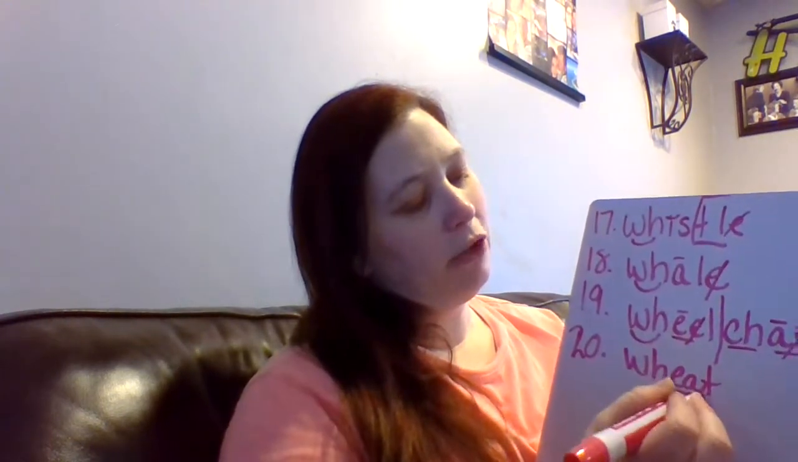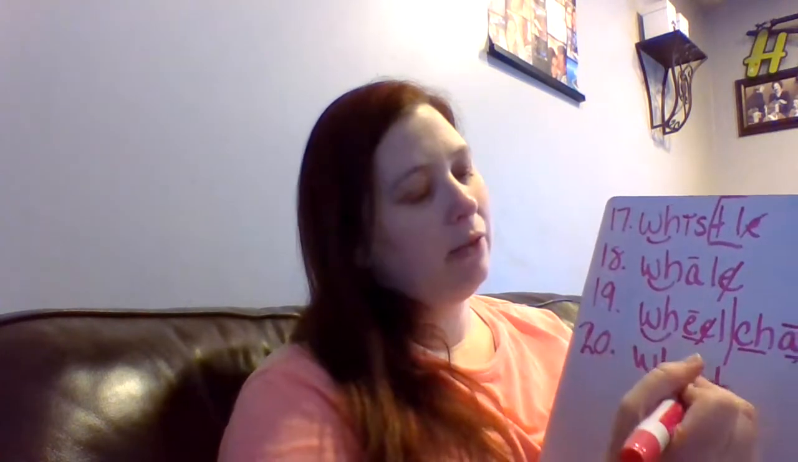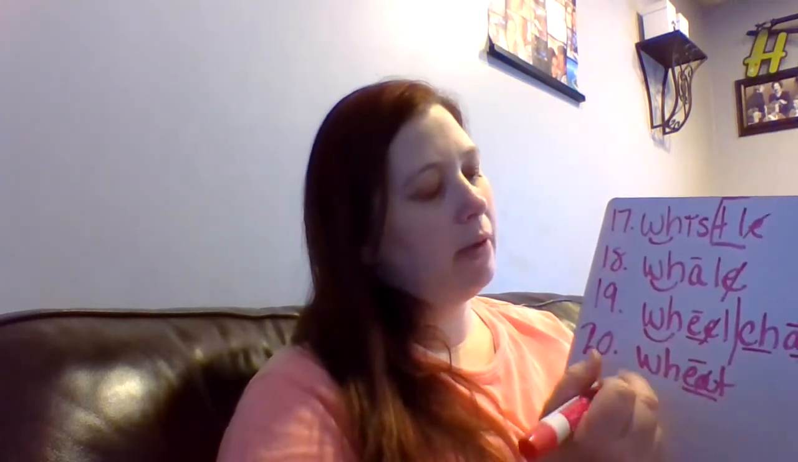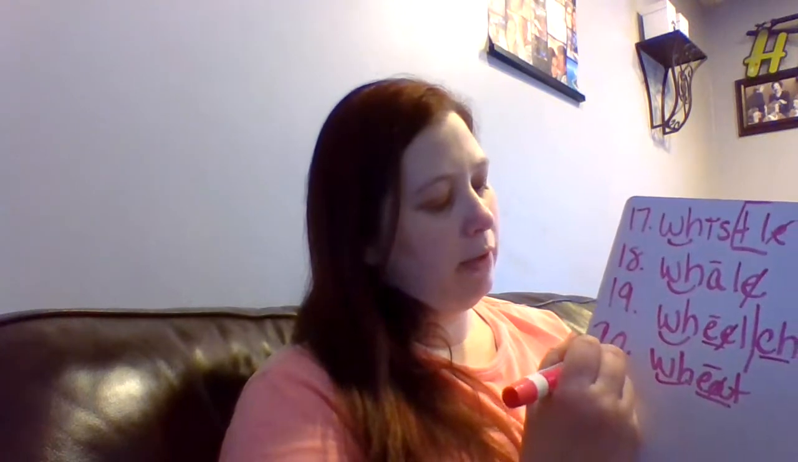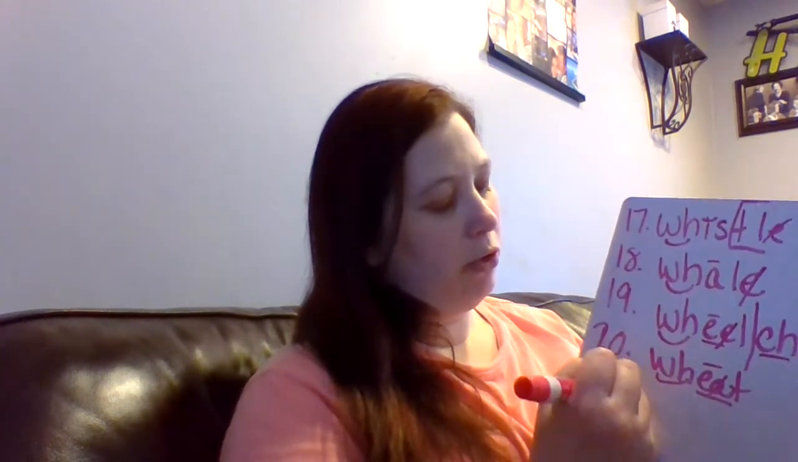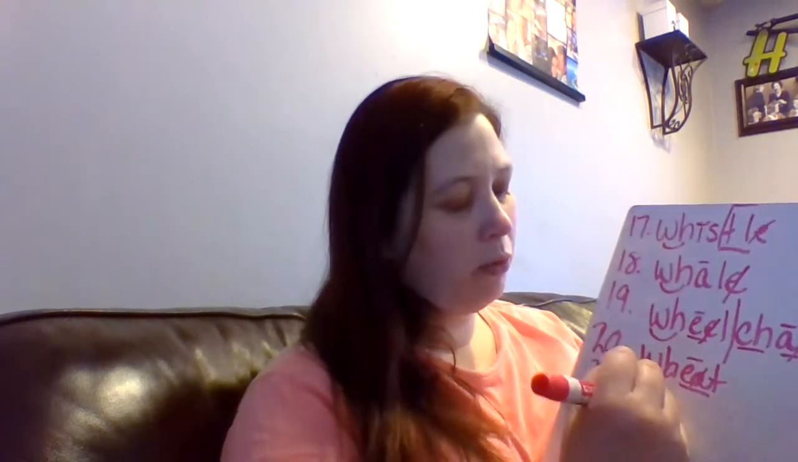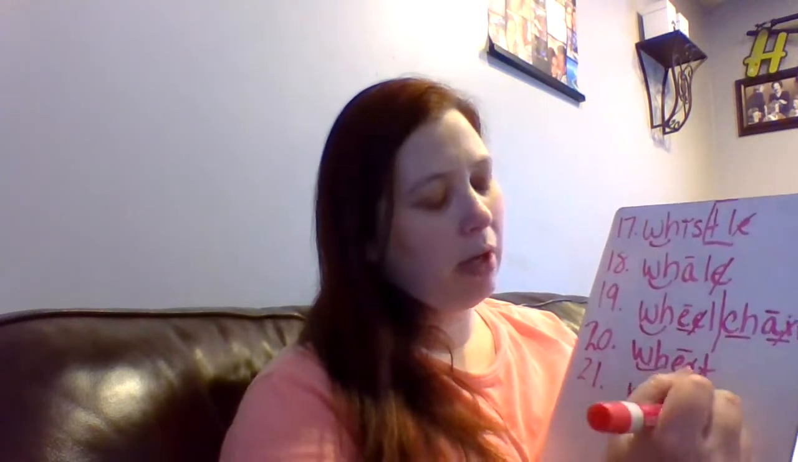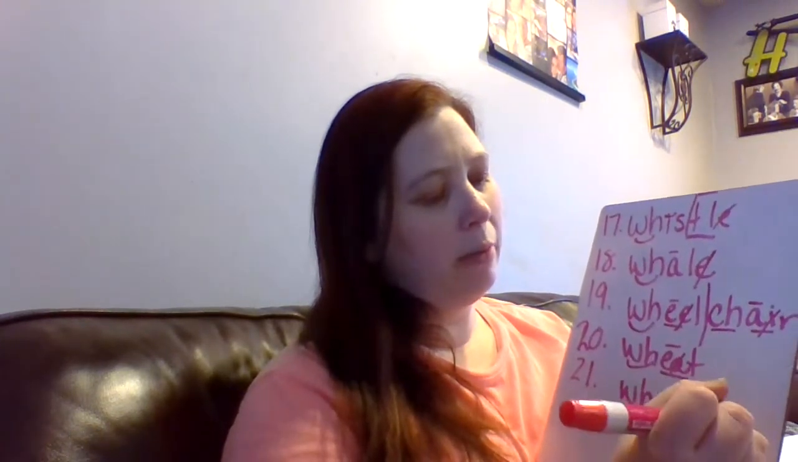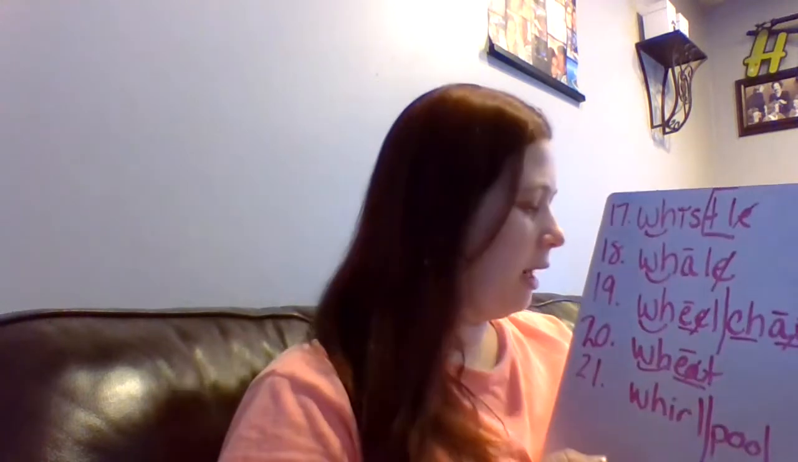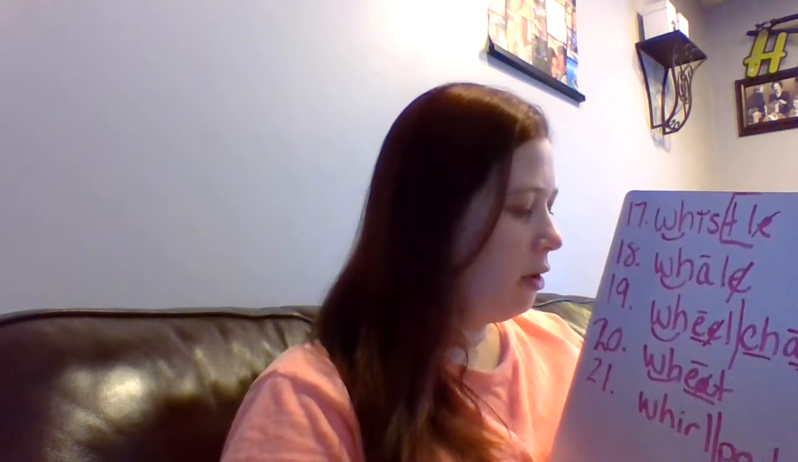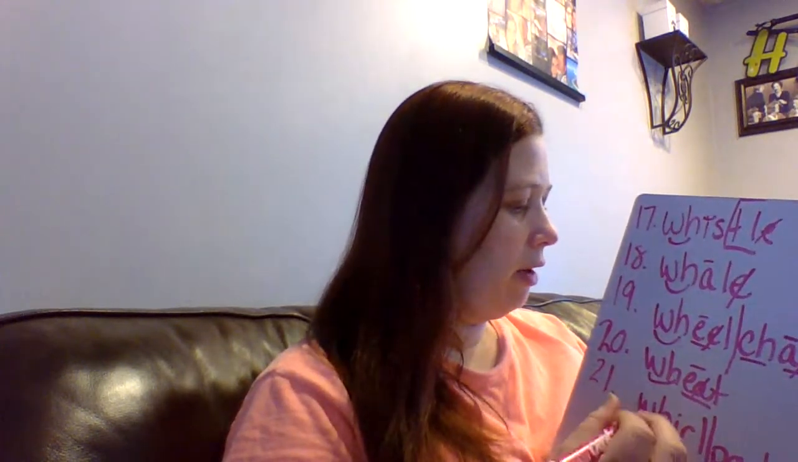Number 20, we have wheat. This is our combination EA, and it makes the E sound, so our A gets marked off, our E gets a macron, and our WH gets its combination. And 21, whirlpool. This is also a compound word, whirl and pool. We will draw a line between the two. Our digraph OO gets underlined. We have our combination IR and our combination WH.